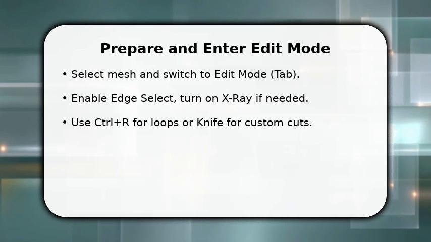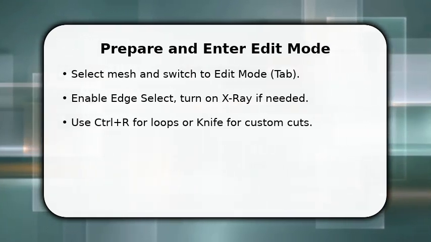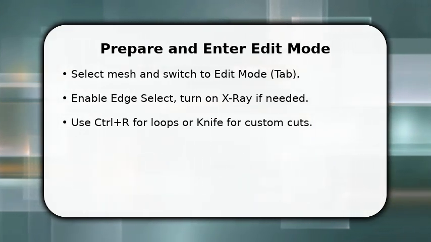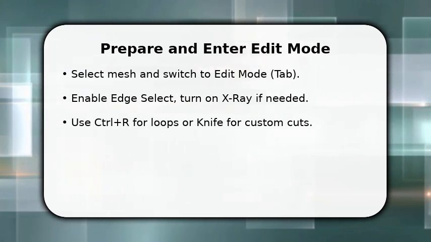Enjoy the video. You start by selecting the Object and pressing Tab to enter Edit mode. This gets you right into geometry control. Once in, switch to Edge Select so you target edges directly and enable X-ray if hidden topology matters.